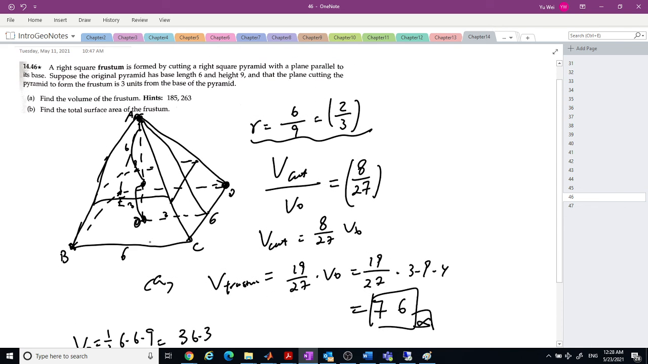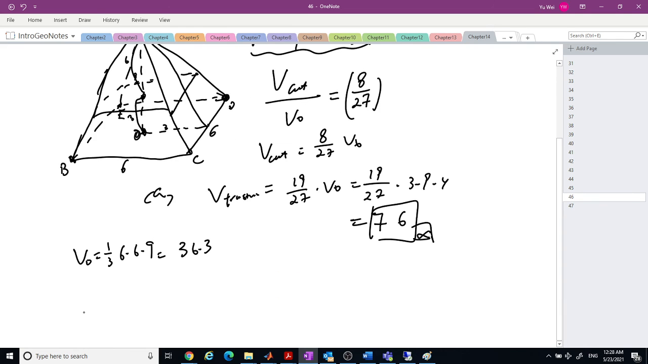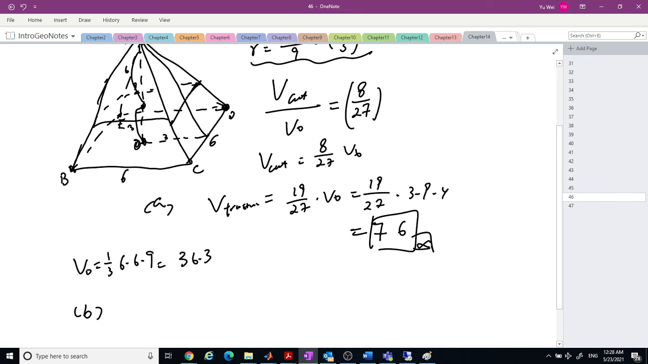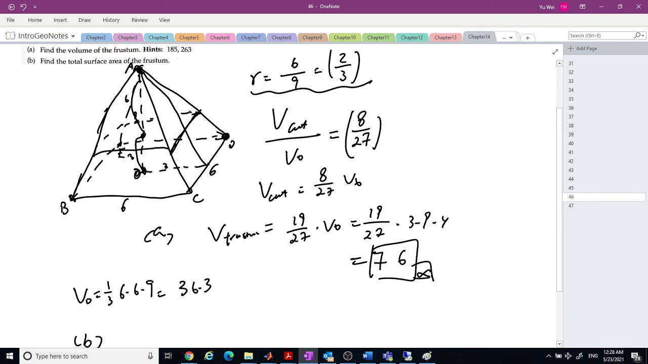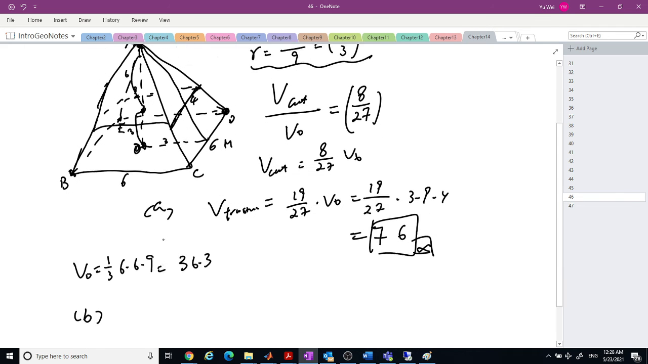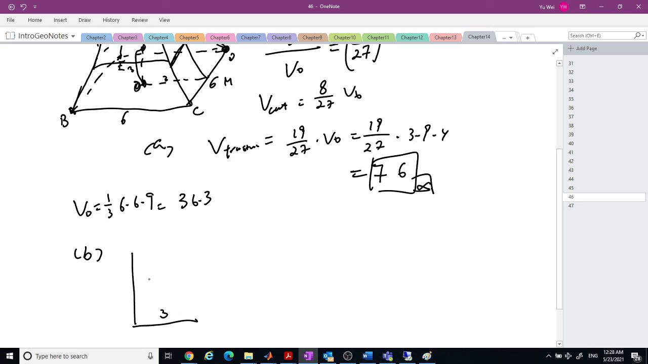That's the first part. Okay, so the second part is the surface of the pyramid, right? So we know the length of this, right? It's 2/3 of the 6, so this is a 4. So we try to solve the AM first. Let's solve AM. We have the 3, and this one is 9. So the AM is equal to the 3, then it's root of the 17.